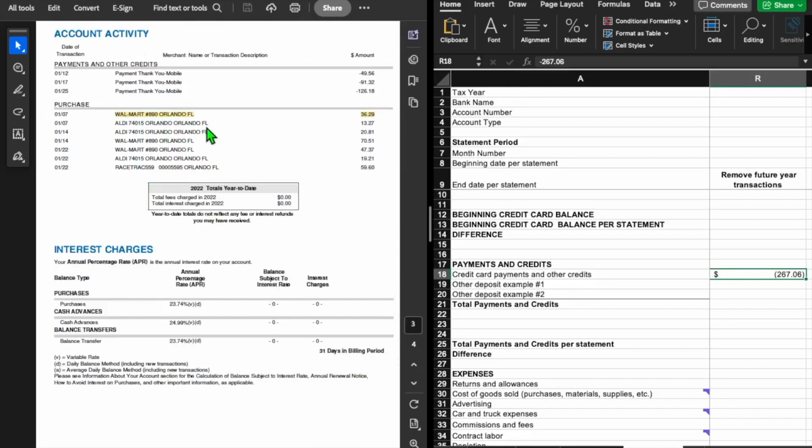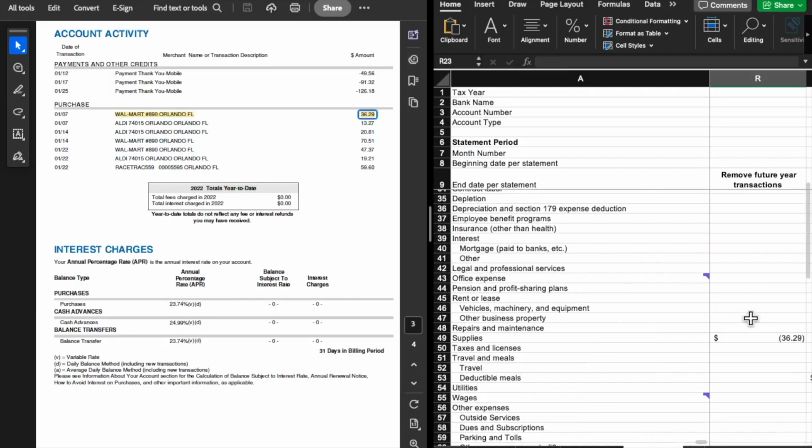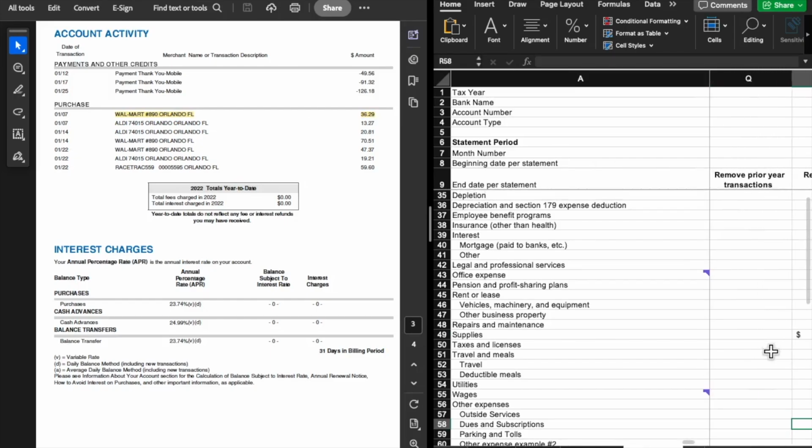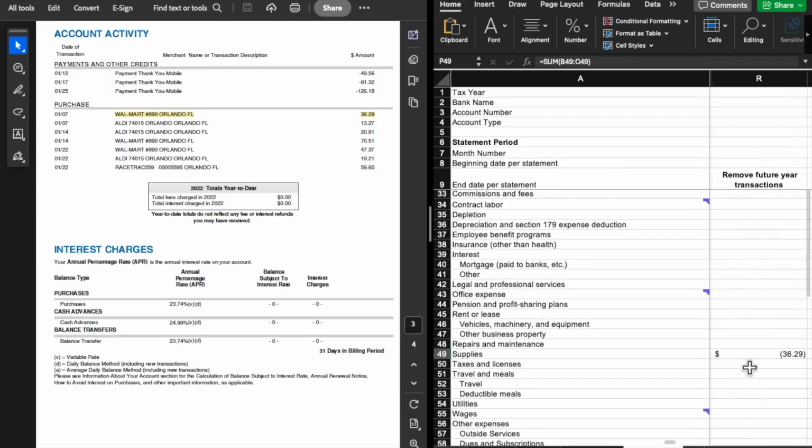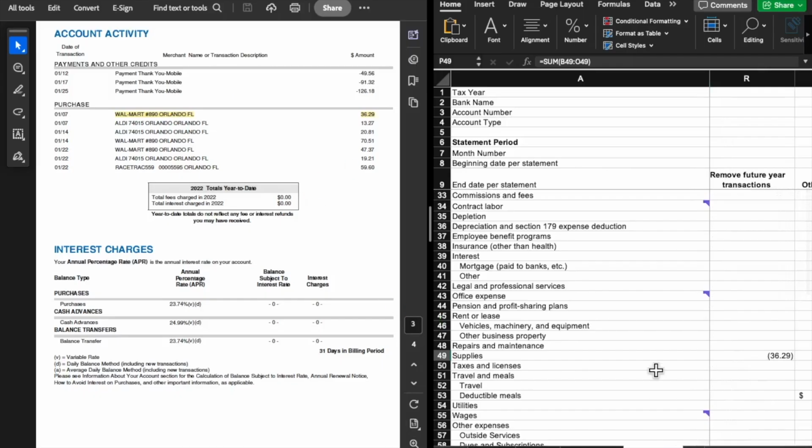And then the only expense was this Walmart of $36. I believe you said that was supplies, which it was. So we're going to do a negative 36. The negative is to remove the amount from the unadjusted total rather. So right now our total supplies for the year unadjusted is 205, and that includes the 36 right now. So we want to remove the 36 because this happened in 2022.